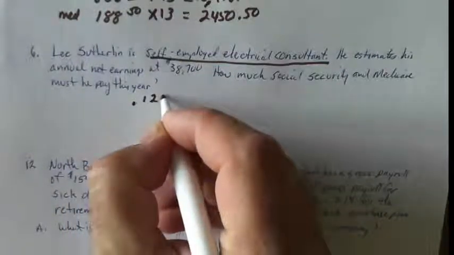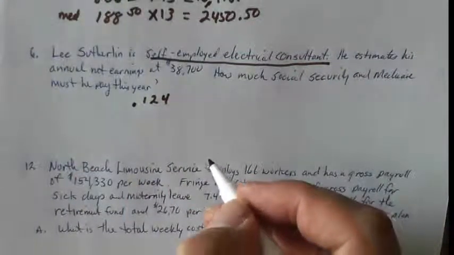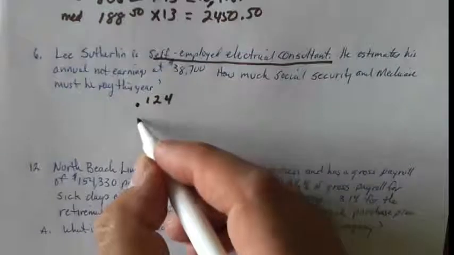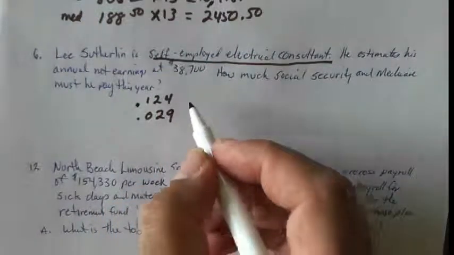The self-employed rate for Social Security is 12.4%, or as a decimal, 0.124, and for Medicare, 2.9%, again as a decimal, 0.029. Okay?